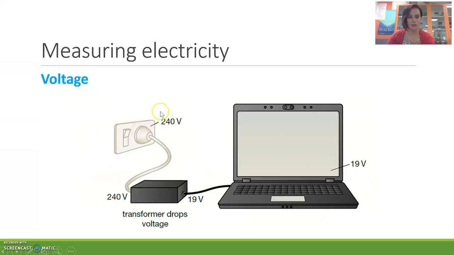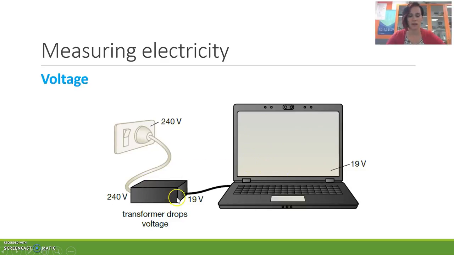When we talk about voltage, we might go to a different country and find that the plug in the wall puts out a different voltage. So here in Australia, every electrical socket is putting through 240 volts, but your poor laptop can't actually handle all that voltage or that energy in one go.